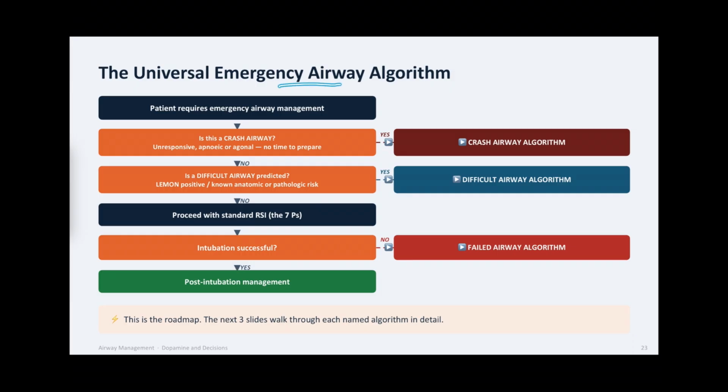The universal emergency airway algorithm. Whenever you are asked to secure an airway, ask yourself one question before touching the laryngoscope. Which airway am I dealing with? Every emergency airway falls into one of these three categories. One is the crash airway, a predicted difficult airway, or a standard airway suitable for routine rapid sequence intubation. This simple decision determines everything that follows.